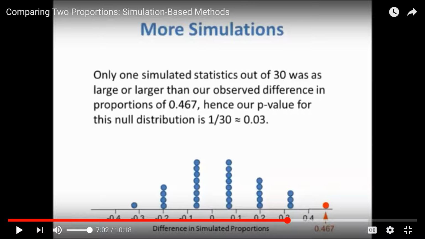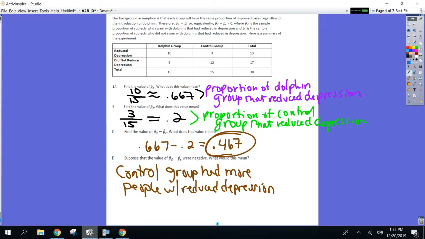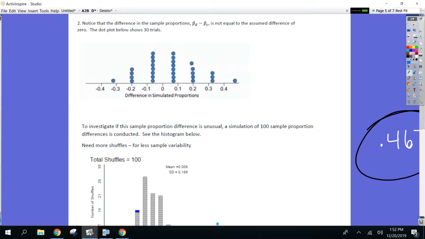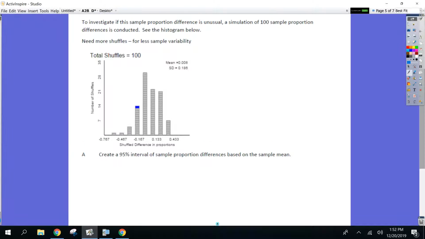Okay, but a class of 30 is probably not going to cut it. So what happens instead, and this is where I'm going to end this, is you've got to do a heck of a lot more. So look on your paper right now, I believe it might be on the next page. We decided to do it 100 times, 100 shuffles of them. And everyone see what we got out here. Okay, so those are our results up there after 100 shuffles.